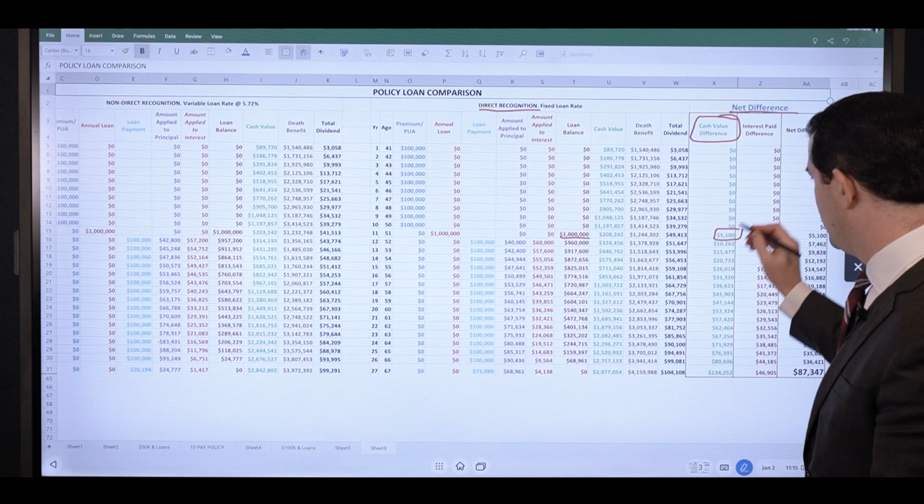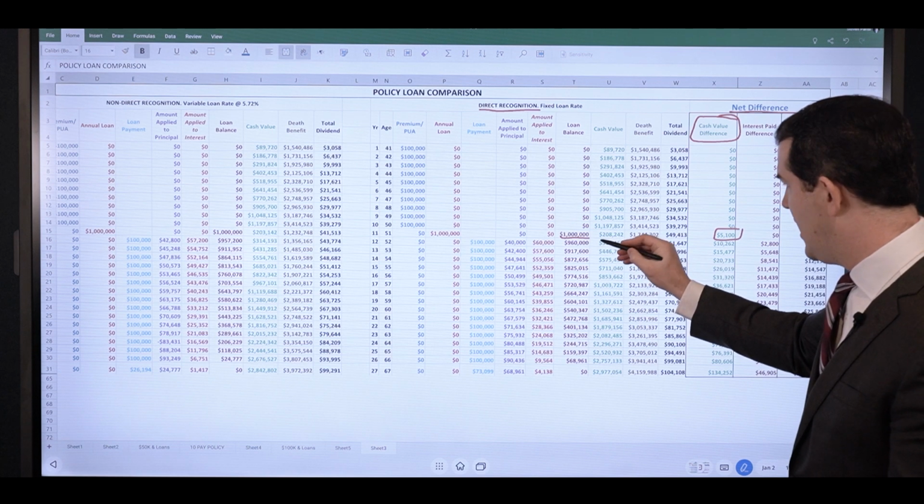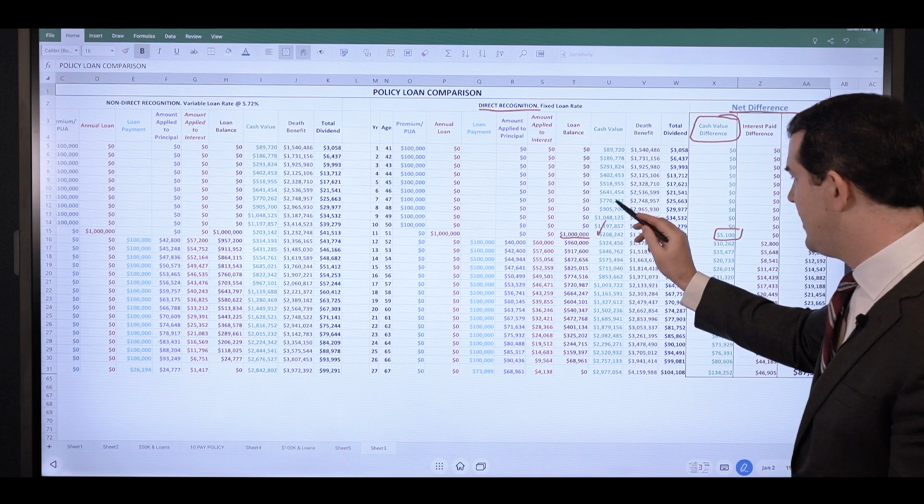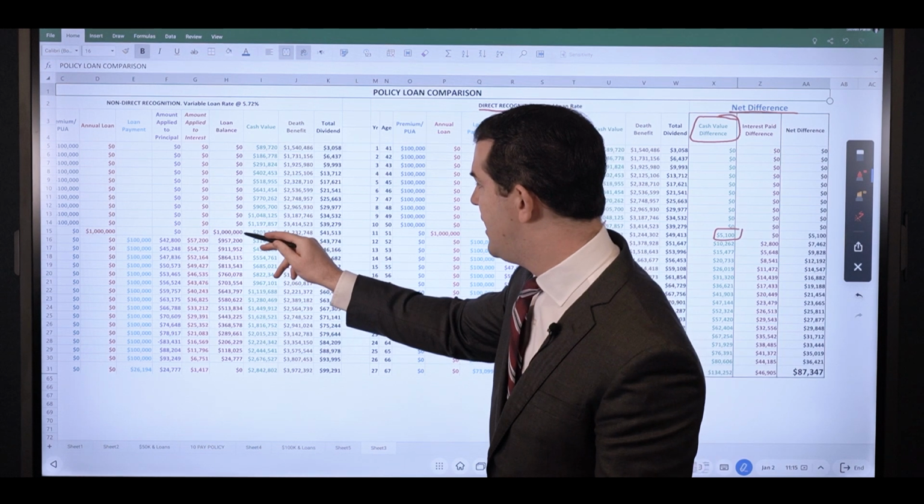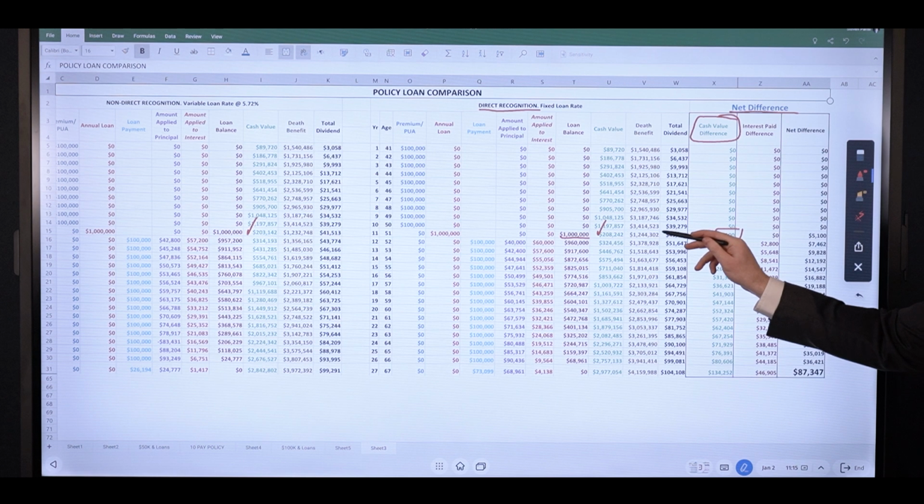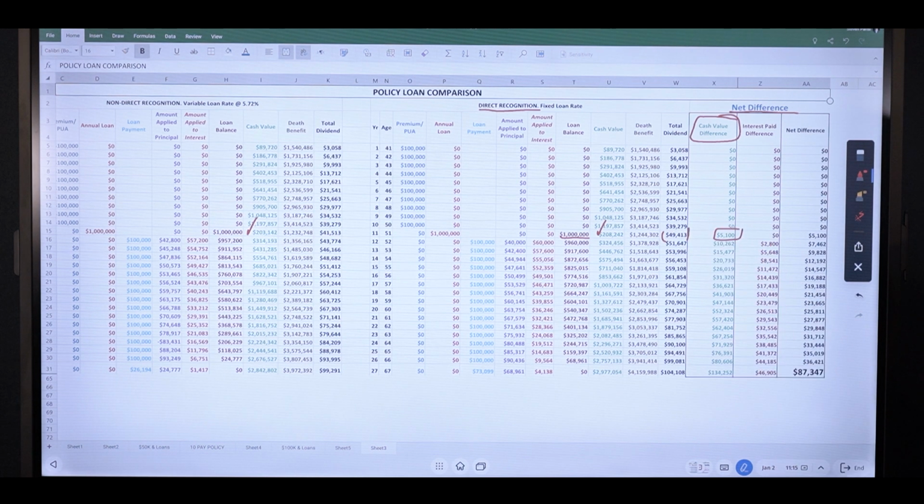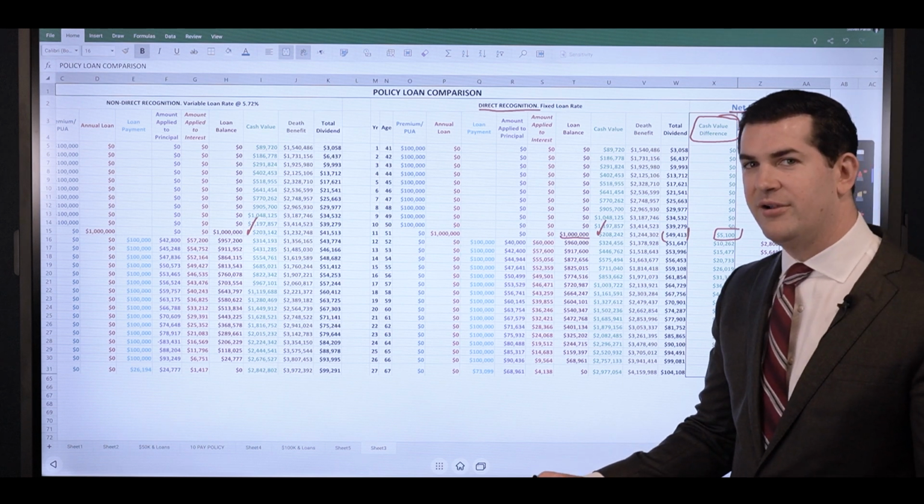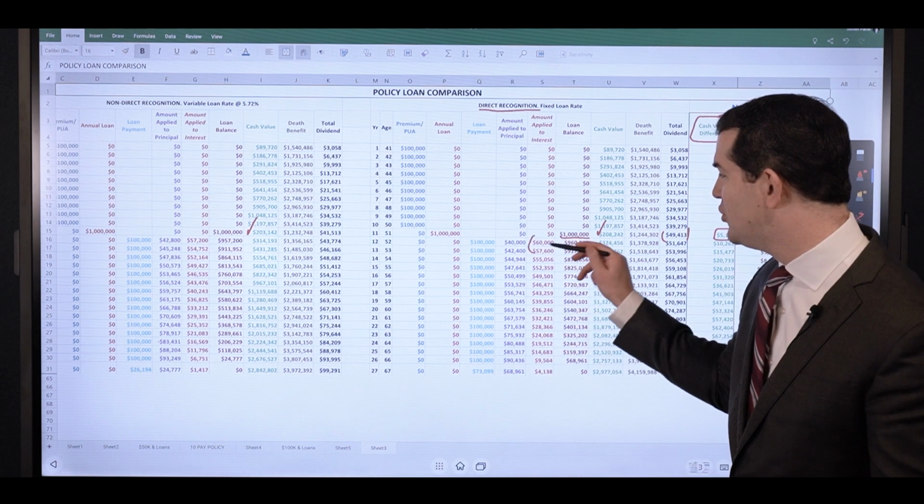So what I see, the first year I take that policy loan, I've got $208,000 in cash value, compared to the non-direct recognition example, I've got $203,000. Why is it higher? Because I got a higher dividend there. However, what else is higher? The loan interest you paid.